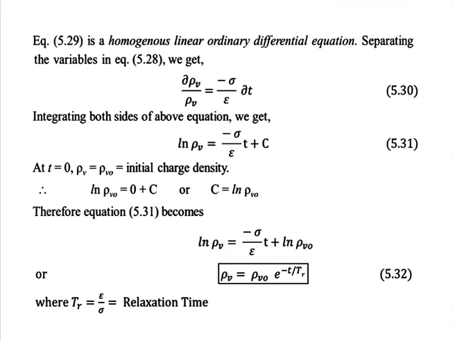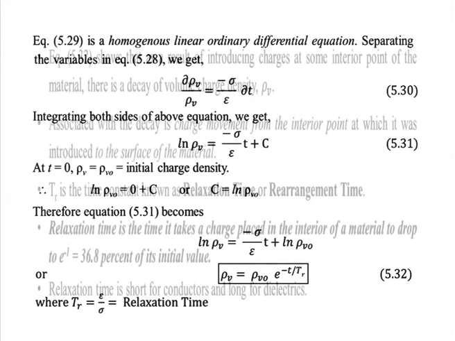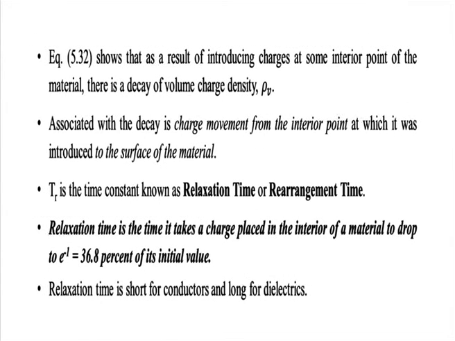Putting this value of c in equation 5.31, we finally get rho v is equal to rho v naught into e to the power of minus t by the relaxation time Tr, where Tr is equal to permittivity upon conductivity. Equation 5.32 shows that as a result of introducing charges at some interior point of the material, there is decay of volume charge density rho v, and associated with the decay is charge movement from the interior point at which it was introduced to the surface of the material.